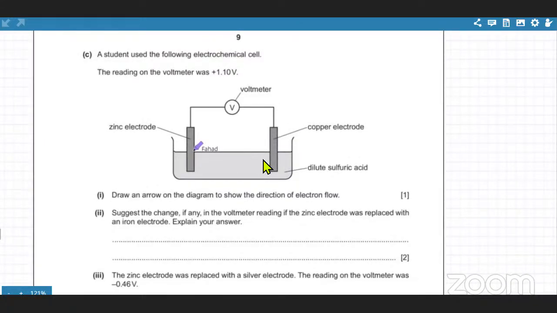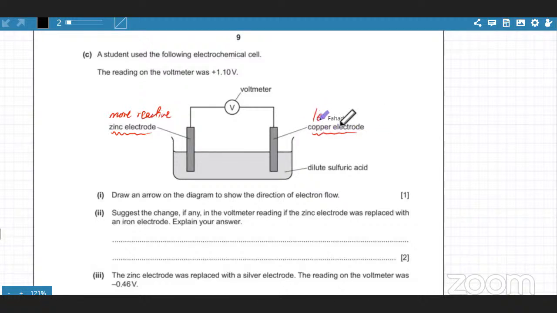Now, part C of the question states that a student used the following electrochemical cell. The reading on the voltmeter was 1.10 volts. Let me first explain how an electrochemical cell works. You have two metals, and I'm going to do the whole description. Zinc is more reactive. So you have a reactive metal and an unreactive metal. And on the other side, you have a copper electrode.